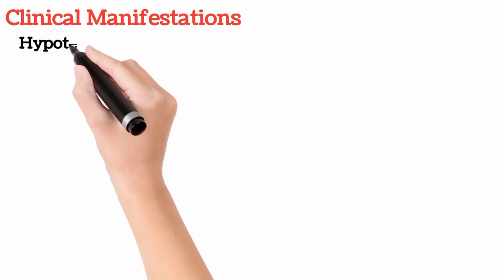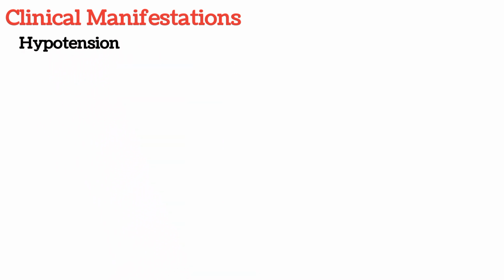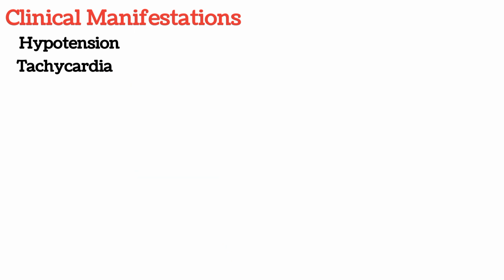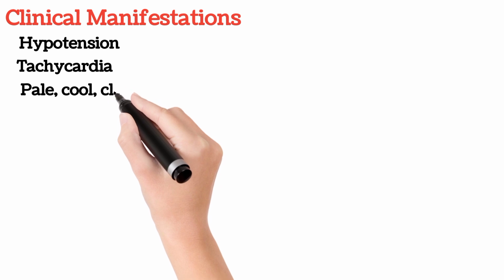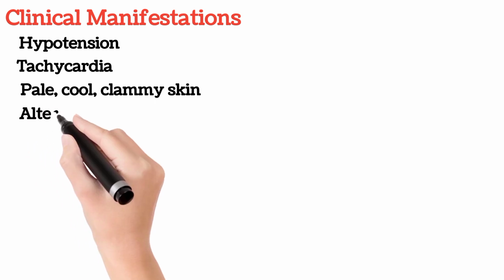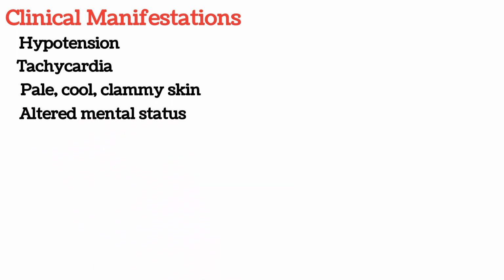Clinical manifestations. Clinical manifestations vary based on the type of shock, but common symptoms include hypotension. Low blood pressure is a hallmark sign, leading to inadequate perfusion of vital organs. Tachycardia. The heart beats faster to compensate for decreased blood volume or pressure. Pale, cool, clammy skin. Reduced peripheral perfusion causes pallor and a cool, clammy sensation. Altered mental status. Confusion, restlessness, or even unconsciousness can occur due to inadequate oxygen delivery to the brain.